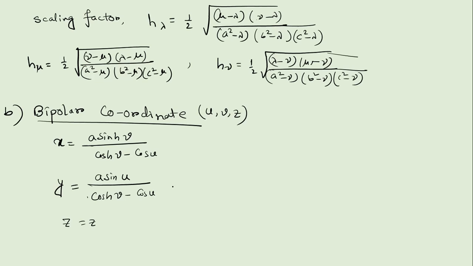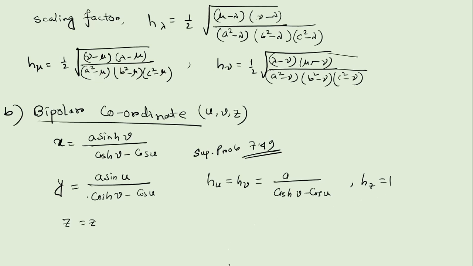Okay, and after calculating, in the same process you can observe in supplementary problem number 7.49 in the previous lecture, you can obtain this expression also, that is h u is equal to h v. This is nothing but a by cosh v minus cos u, and h z will be 1. Okay, this is the scaling factor of this. I think it's clear. If there is any problem you must comment in the comment box.